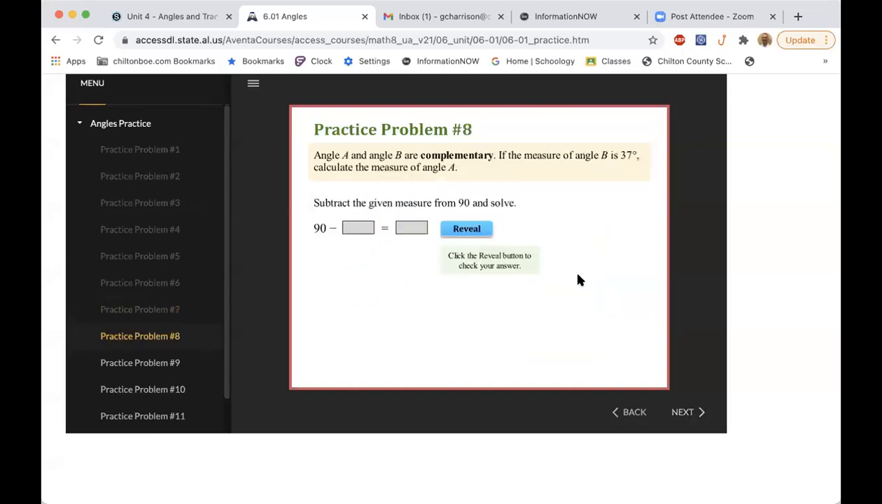Angle A and B are complementary. So we need to know that means 90 degrees. If the measure of angle B is 37, calculate the measure of angle A. Well, the whole thing's complementary. It's 90 degrees. So I subtract the one I know, 37, from 90 in my calculator, and I would get 53. Yep.